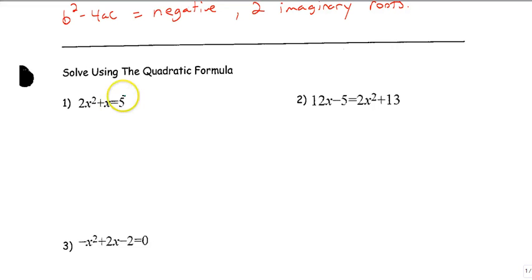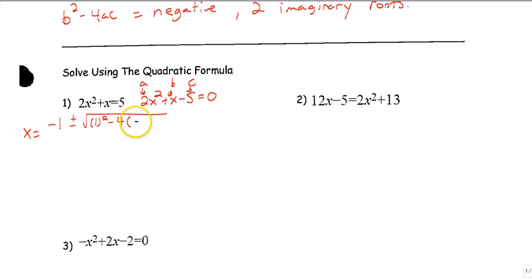So, for instance, we have to rewrite this in standard form. So we get 2x squared plus x minus 5 equals 0. My a is 2, my b, if there's no number in front, is a 1, and my c is a negative 5. So x equals opposite b, so if b is 1, it's going to be minus 1, plus or minus the square root of b squared, 1 squared, minus 4 times 2 times negative 5, all over 2 times 2. Okay, so that is my quadratic formula for number 1.